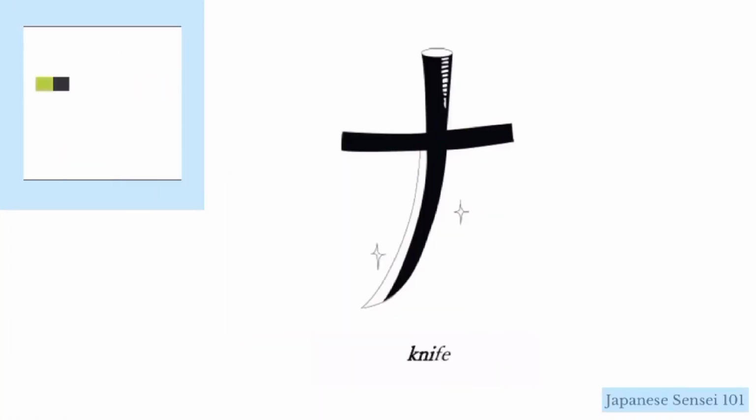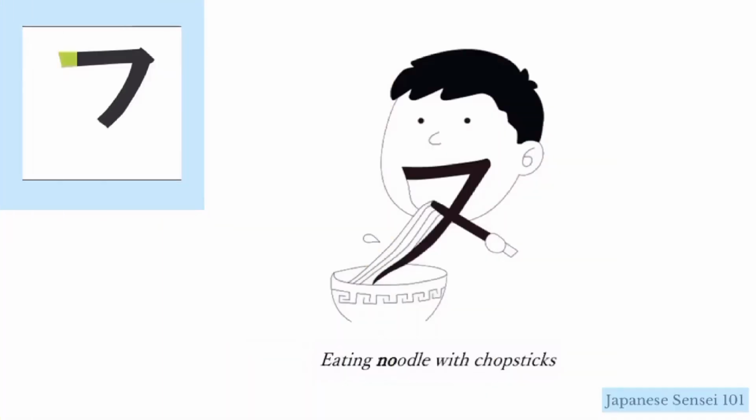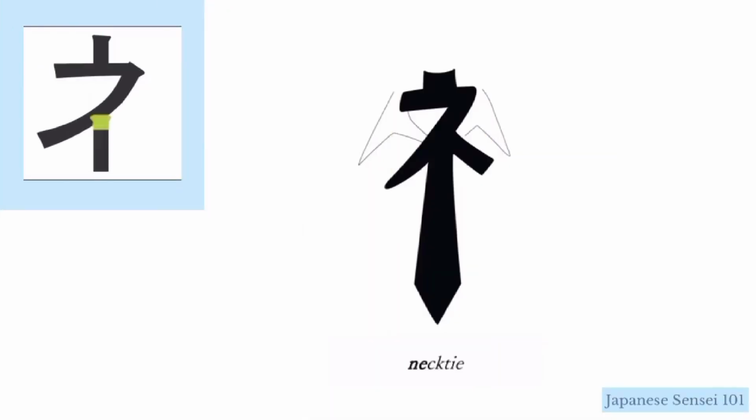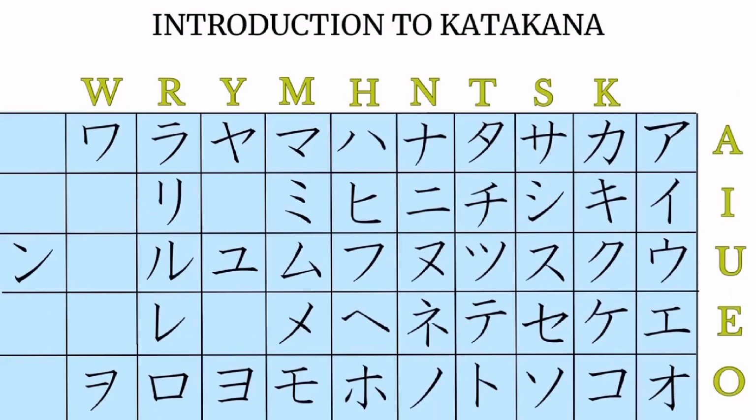Na. Imagine a knife with a handle and a long blade. Ni. To memorize this, imagine two straight needles lying side by side. Nu. This looks like chopsticks picking up a strand of noodles. Ne. To memorize this, imagine a necktie with a small knot at the top. No. This looks like a long pointed nose sticking out. Great job on mastering the fifth column.